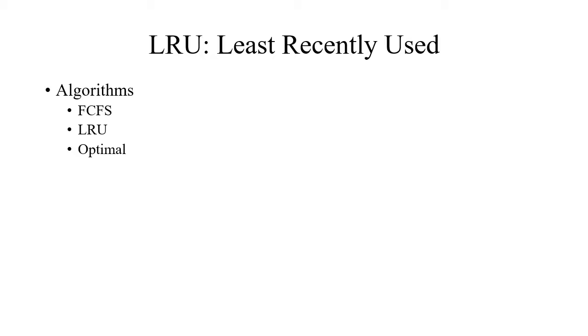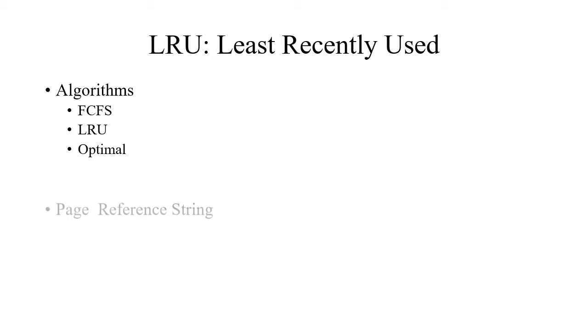Basically there are three algorithms for page replacement. The first one is first in first out, the second one is LRU, which is least recently used, and the third one is the optimal algorithm. So here we are going to discuss the first LRU algorithm, that is least recently used.